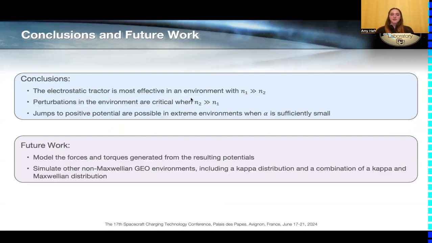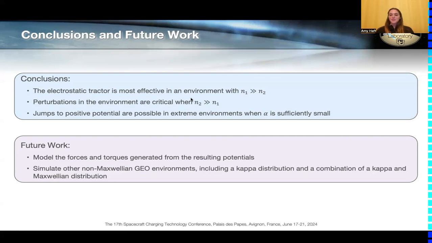The overarching conclusion of this work is that the electrostatic tractor would be most effective in an environment where N1 is significantly greater than N2. When N2 is greater than N1, perturbations in the environment make charging unpredictable and may even render the tractor ineffective, as the target charges positively.